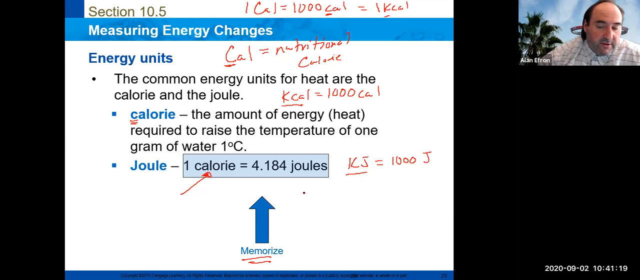This is the conversion to go from calories to joules. In 1 calorie, there's 4.184 joules. That is definitely a conversion that you use a lot in chemistry, especially in what we're going to be talking about here, which is specific heat. It's used a lot.